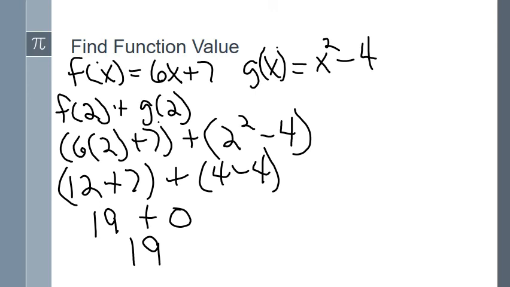Okay, so this is where we added two separate functions together. And precept upon precept, line upon line. And we are done.